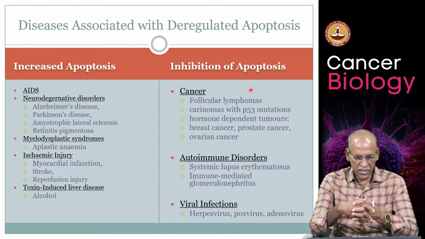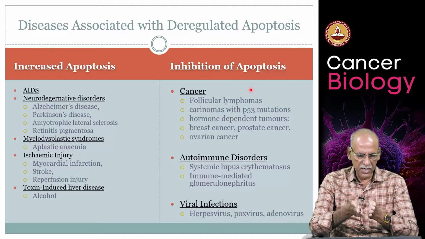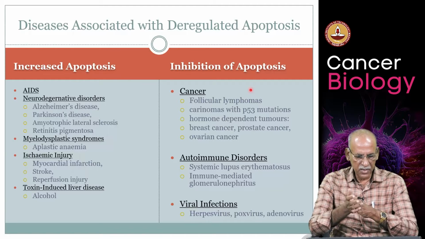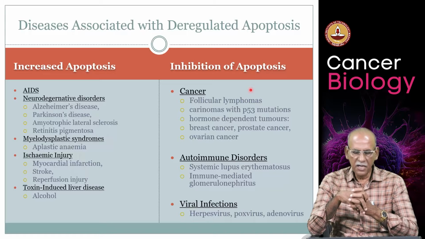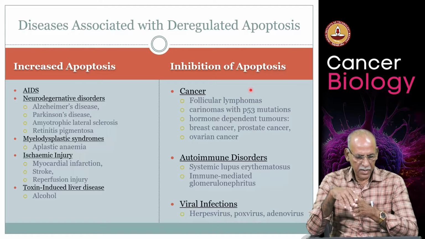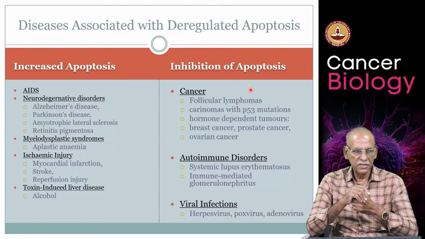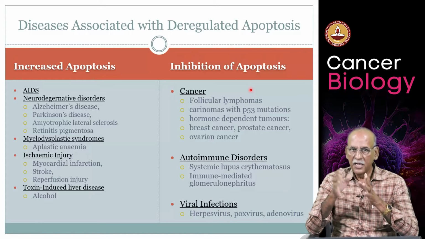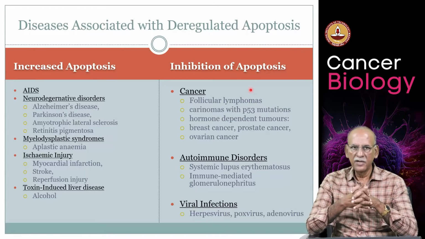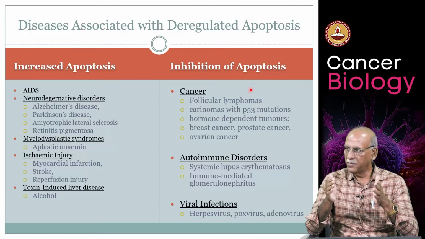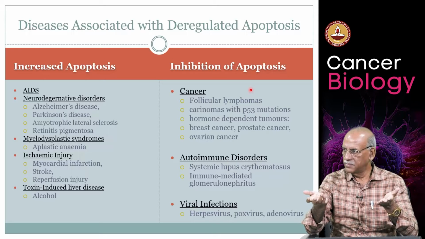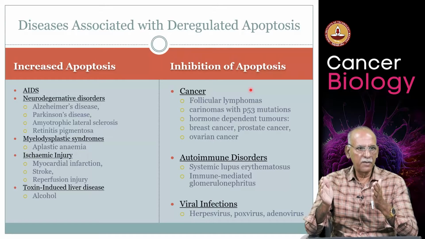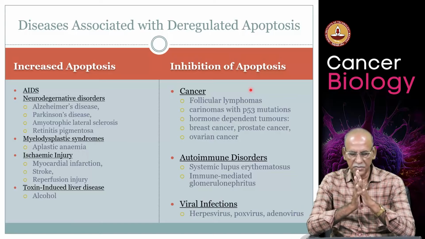So, AIDS, neurodegenerative disorders such as Alzheimer's, Parkinson's, retinitis pigmentosa and so on, myelodysplastic syndromes, ischemic injury, myocardial infarction, toxin-induced liver disease like alcohol-related liver disorders and so on. So, these cells are dying, there is increased apoptosis. Inhibition of apoptosis, obviously we are interested in cancer. In cancer there is a faulty apoptotic pathway, so there is inhibited apoptosis. So, in this condition, you want chemicals that can induce apoptosis, that has to be kept in mind.